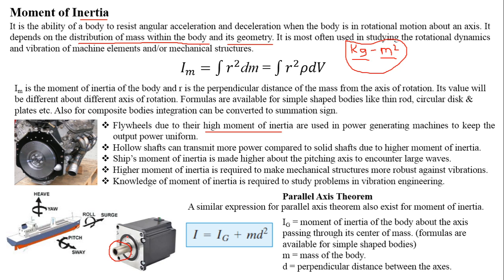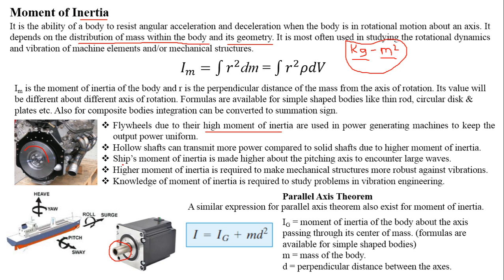then that body is going to have high moment of inertia. You can notice here that some mass has been removed from the middle portion of this flywheel, and most of the mass is located at the outer periphery. This makes its moment of inertia high. Similarly, all the mass of this shaft is confined at the periphery because it is hollow from the center.